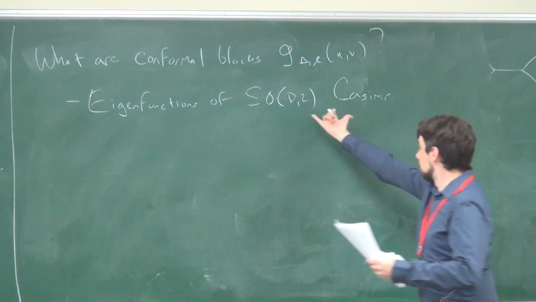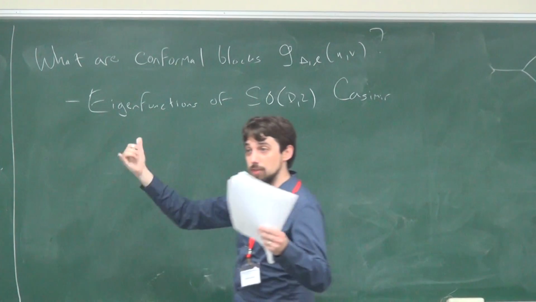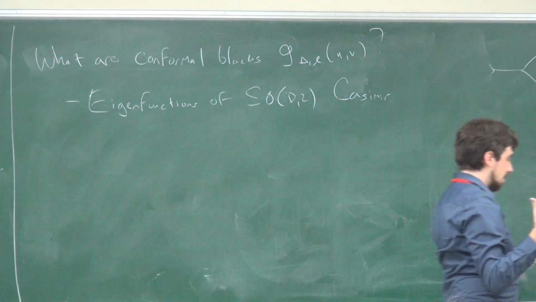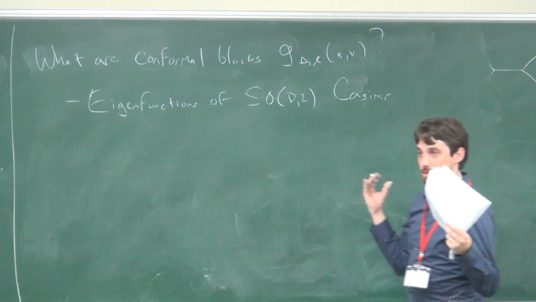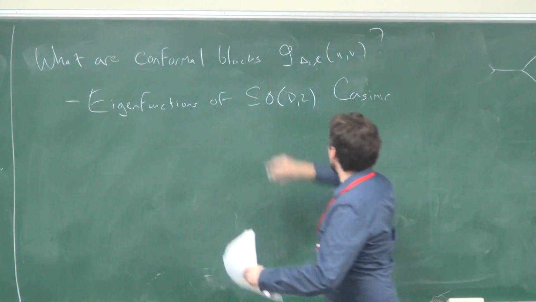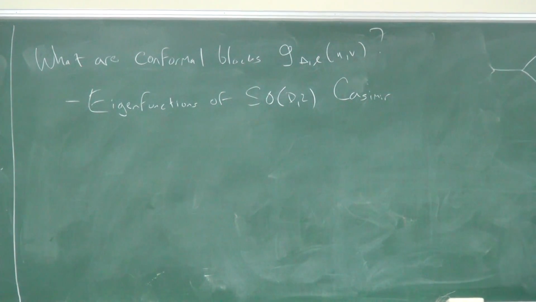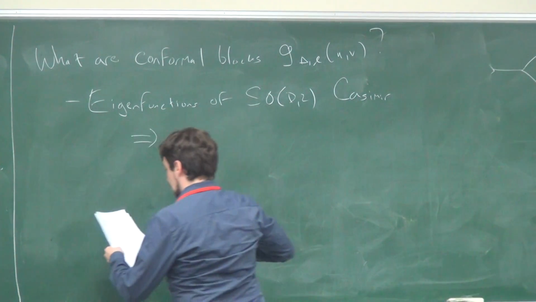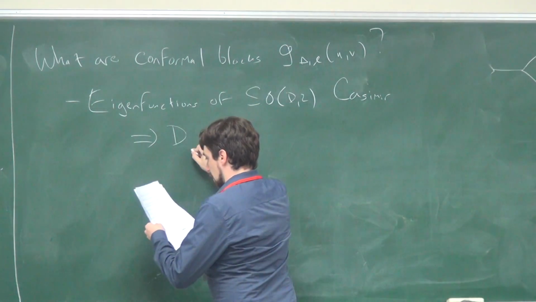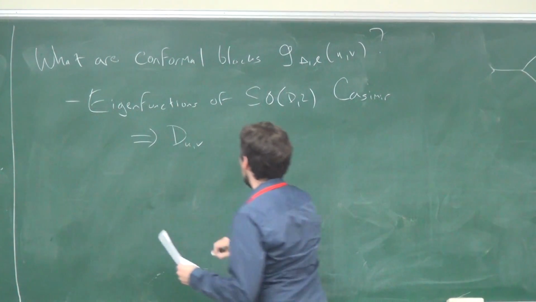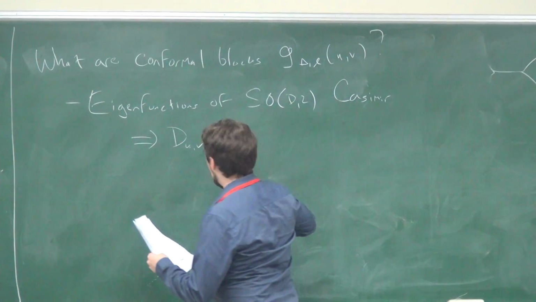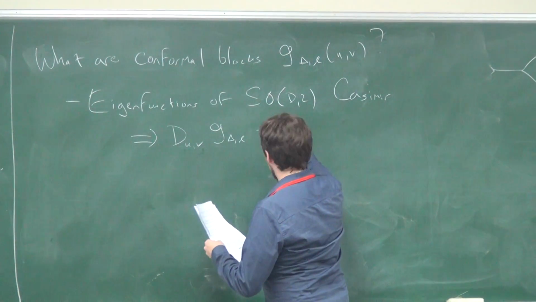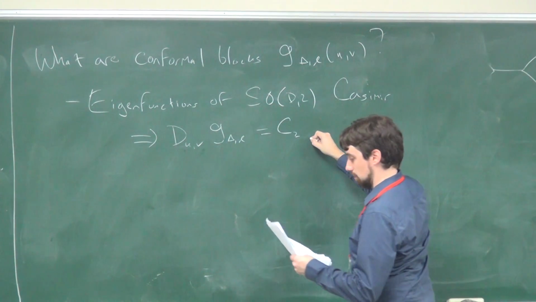So, okay, the conformal group has some quadratic Casimir that commutes with all the generators. That Casimir operator has an action as a differential operator on the coordinates, and the conformal blocks are eigenfunctions of that differential operator. So this leads to the statement that there's some differential operator in terms of u and v, which, acting on G, gives me the Casimir eigenvalue.